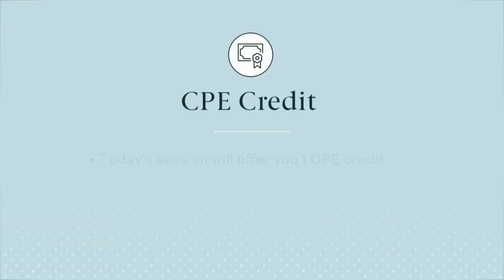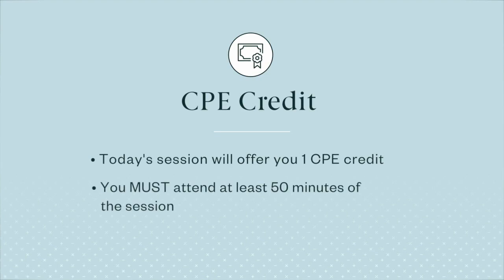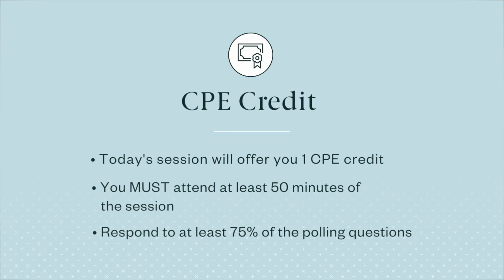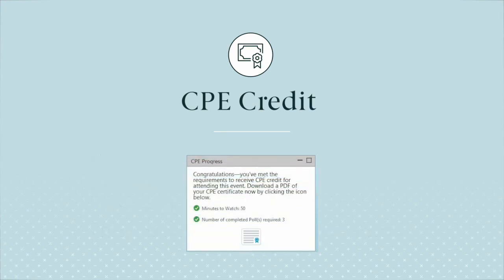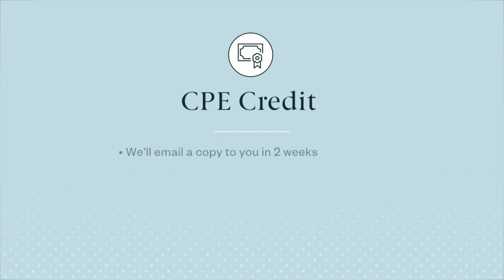Today's session will offer you one CPE credit. To receive credit, you must meet the requirements as specified by the National Association of State Boards of Accountancy. You must attend at least 50 minutes of the session and respond to at least 75% of the polling questions, which we'll ask throughout today's presentation. To respond to a poll, click the button next to your answer. We'll track your progress and alert you when you've earned CPE credit. You can then click the certificate icon in the CPE Progress widget to open a PDF file that you can save to your computer. Don't worry if you can't download your PDF certificate today, we'll email a copy to you in 2 weeks.